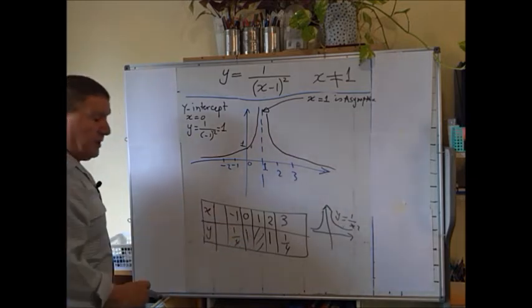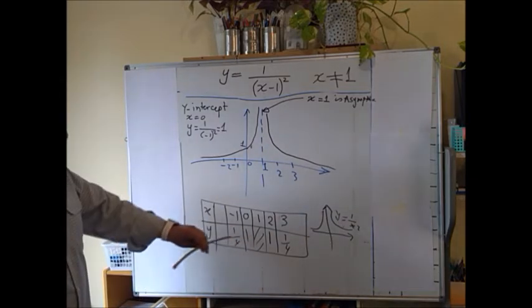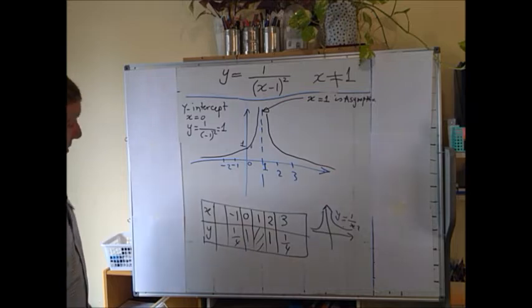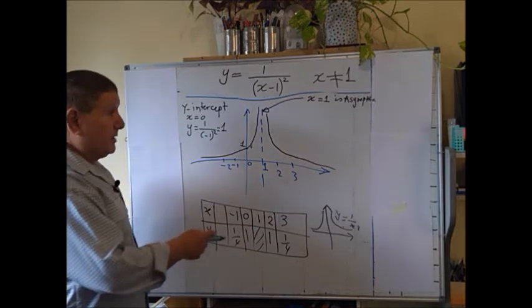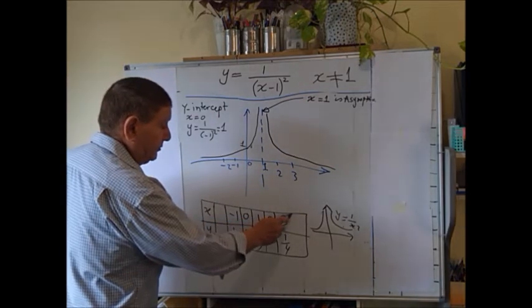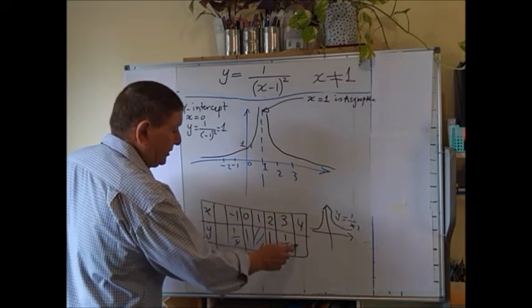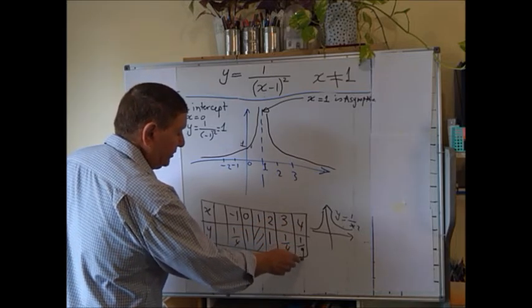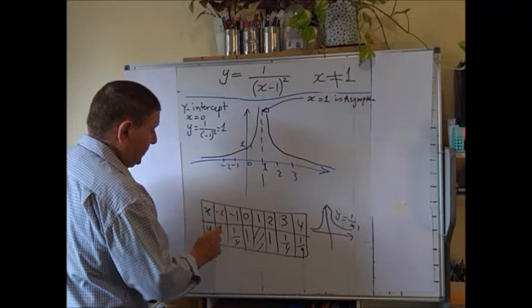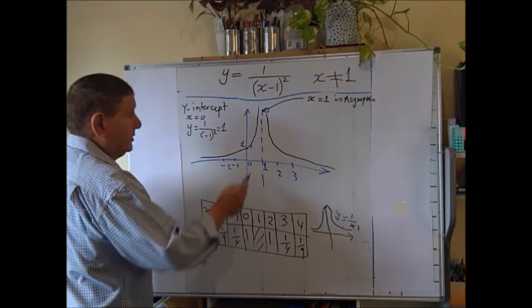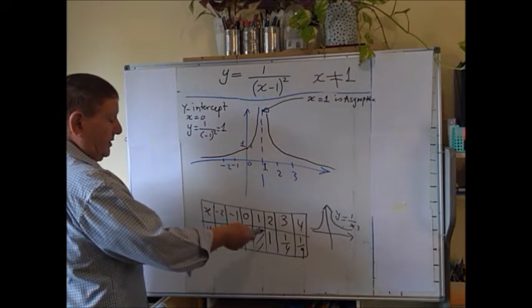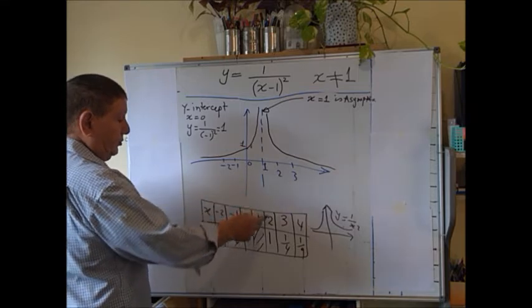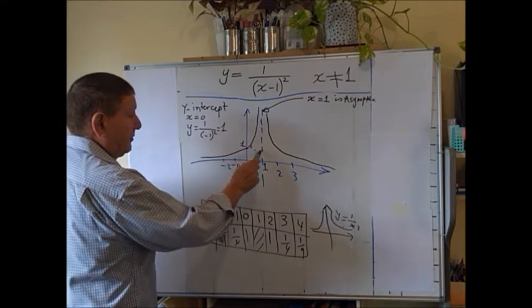So this should be good enough for a table of values. You could do more if you like, but that should be fine. If you do it for 4, that will give you 1 over 9. And for minus 2, again 1 over 9. So you can easily plot these values here. If x is 2, we have 1, the same thing as this one.